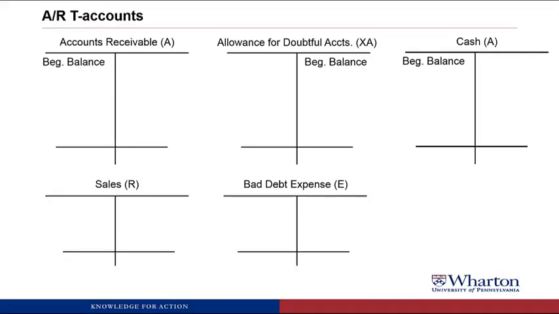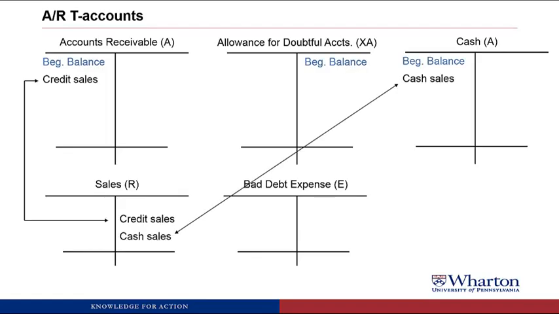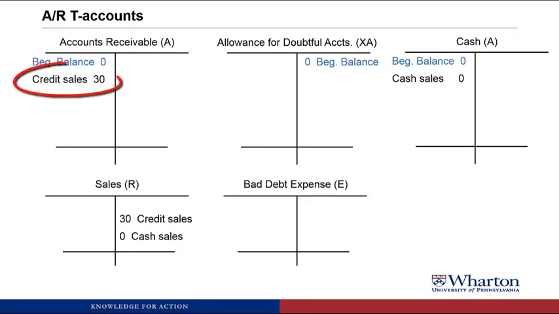Before we paste that sales journal entry into T accounts, I do want to note on here that we have to keep track of credit and cash sales separately. Cash sales, of course, will increase sales and increase cash, whereas credit sales will increase sales and increase accounts receivable. In the example so far, we had $30 of credit sales, so that it increases accounts receivable and increases sales, and we had no cash sales.